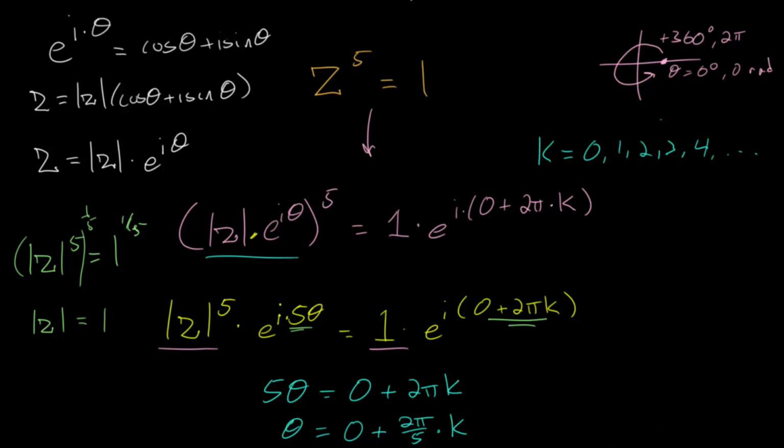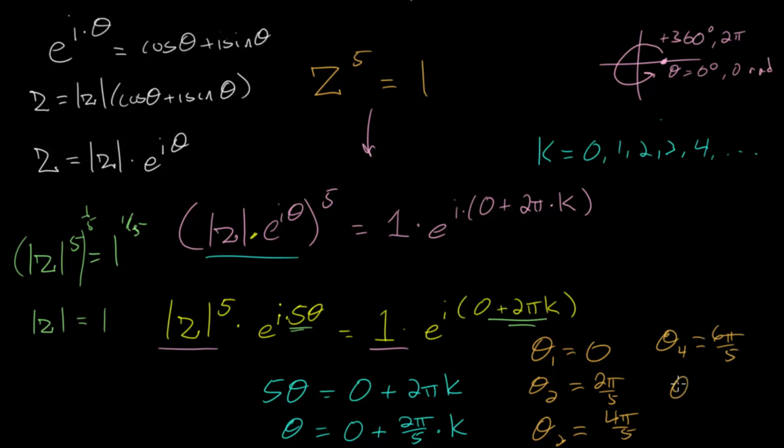We can find that our first solution, we can call that theta 1, would be at 0. If we let k equals 0 here, this part just goes away. The second solution will be when k is 1, we get 2 pi over 5 radians. The third solution would be 4 pi over 5 radians. The fourth one would be 6 pi over 5, and the fifth one would be at 8 pi over 5.